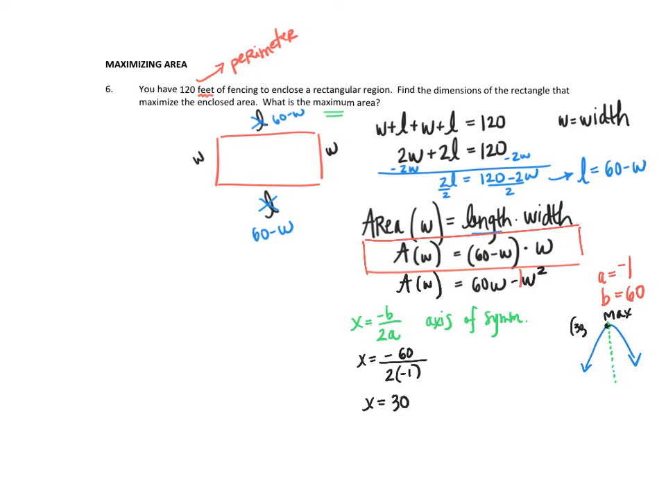And so when I do that, I'm going to come over here. Clearly, I have x equals 30, but my x in this case is my w. So I've got, what's it look like? I've got 60 minus 30 times 30, which should give me 900. So my maximum is going to be that y value. And in this case, it's talking about area, so it's 900 feet squared.